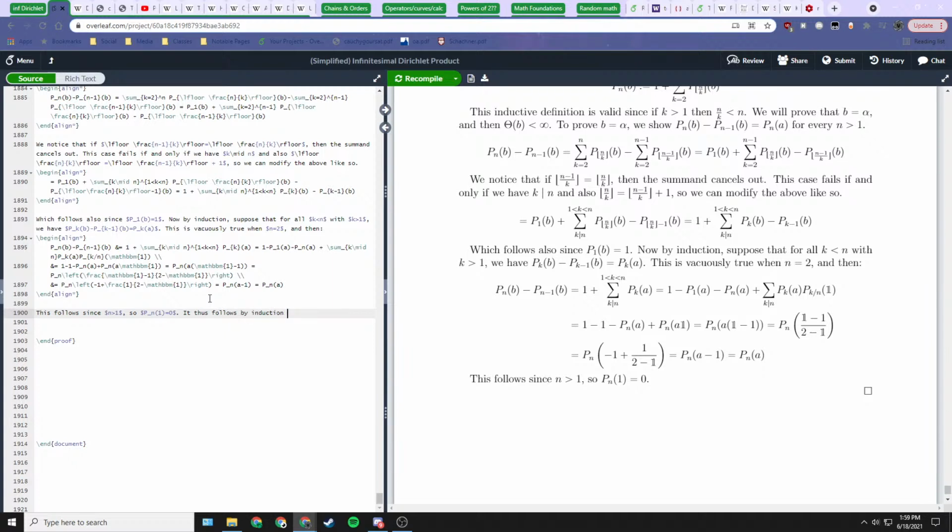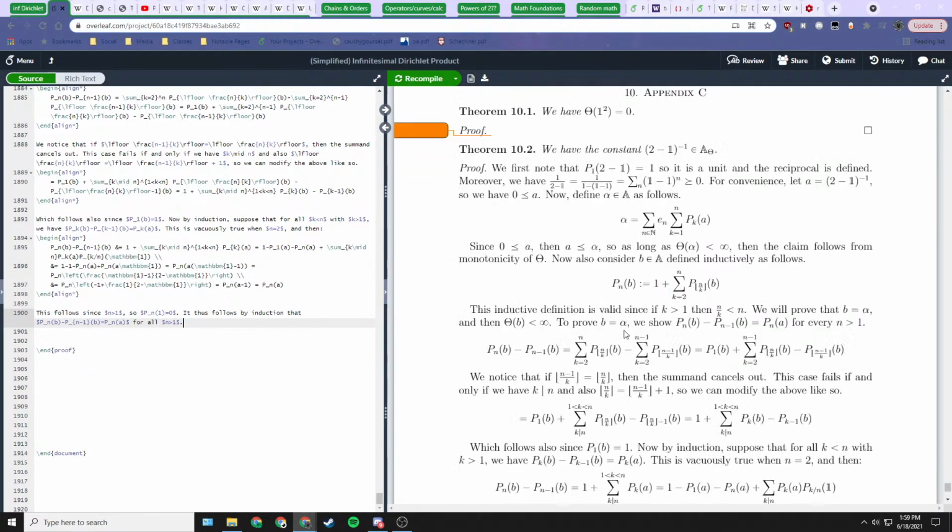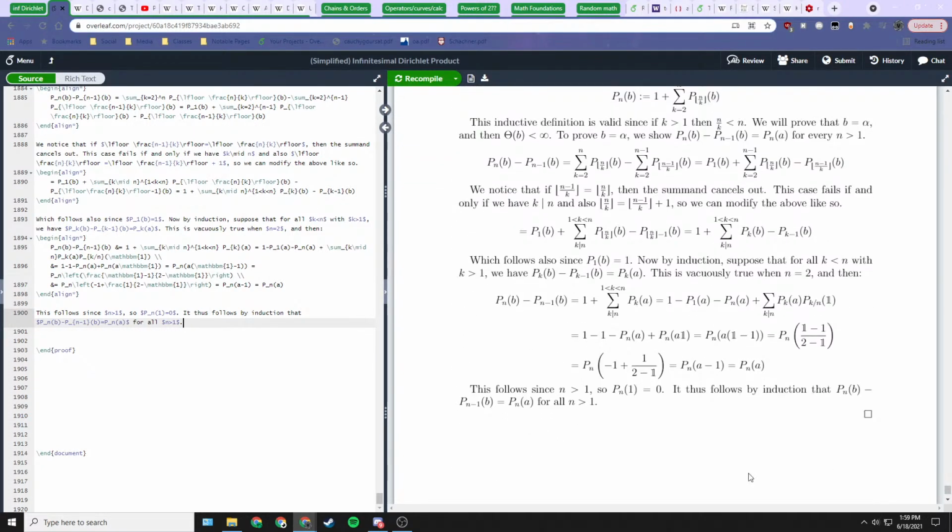And thus follows my induction that p sub n of b minus p sub n minus 1 of b equals p sub n of a for all n strictly greater than 1, so integers n greater than 1. This is a pretty lengthy proof, isn't it?